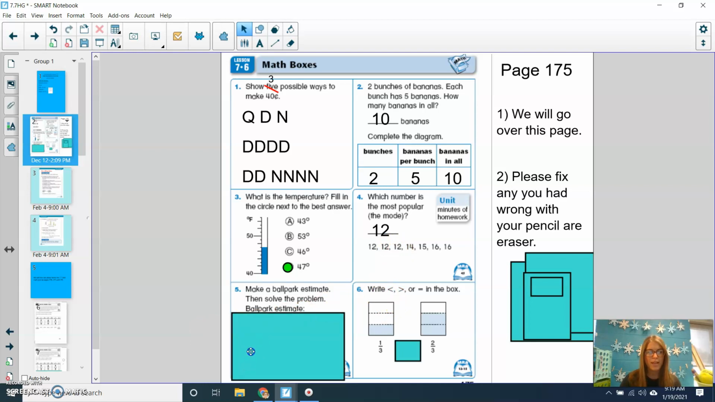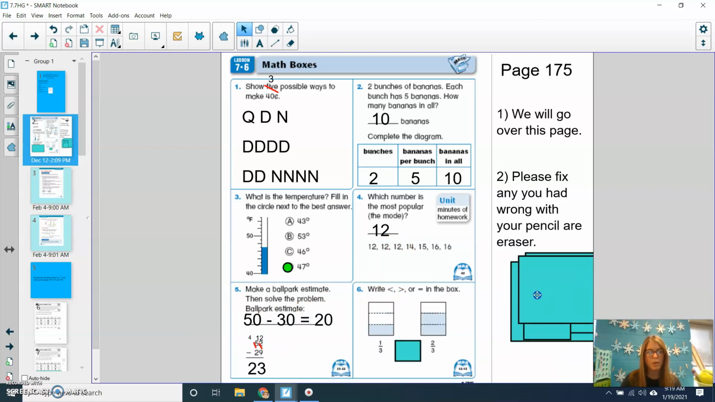For question 5, make a ballpark estimate, then solve the problem. So I rounded 52 to 50 and 29 to 30. 50 minus 30 equals 20. And then for solving, I can't take 2 minus 9. I have more on the floor, so I need to go next door. My 5 becomes a 4. My 2 becomes a 12. I know that 12 minus 9 equals 3, and then 4 minus 2 equals 2, giving me an actual answer of 23.